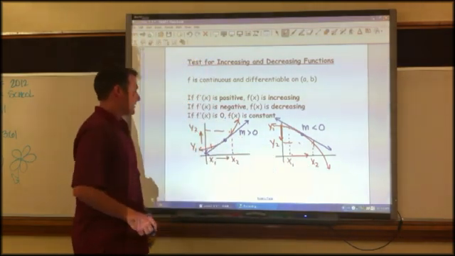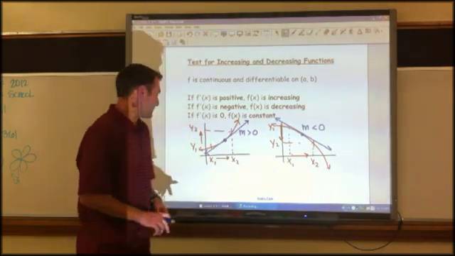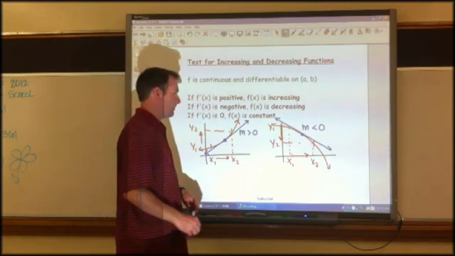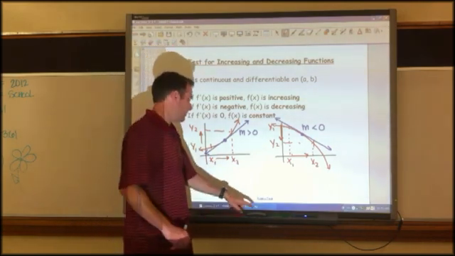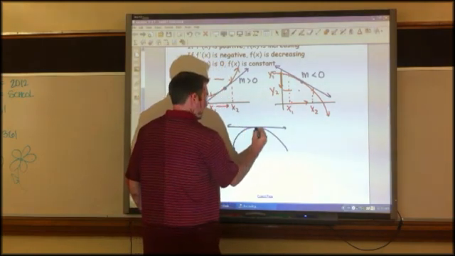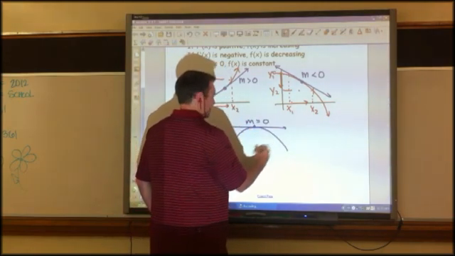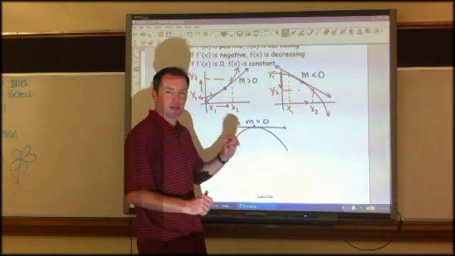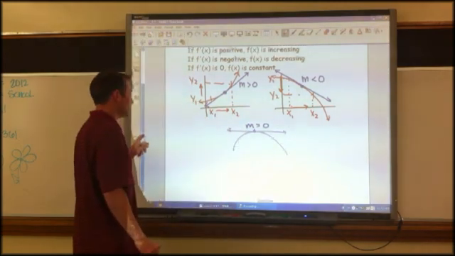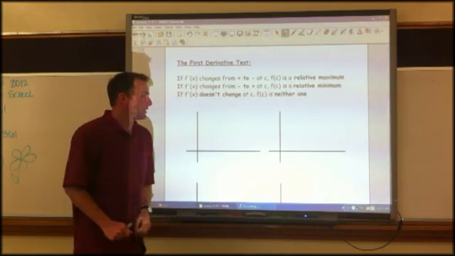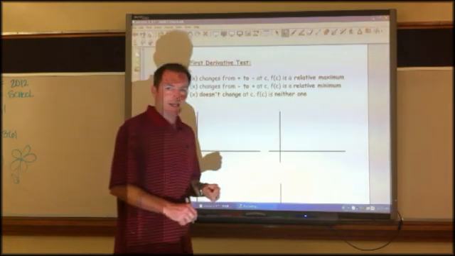And then the last one here says that if the derivative is 0, then the function is constant. This is what we've been looking at in the last couple of videos. I'm not going to spend too much time drawing that one right now, but it's just this idea that if the slope is 0, you're at a point in the graph where it's not increasing or decreasing; it's constant at that x value. This is going to lead us to what's called the first derivative test.